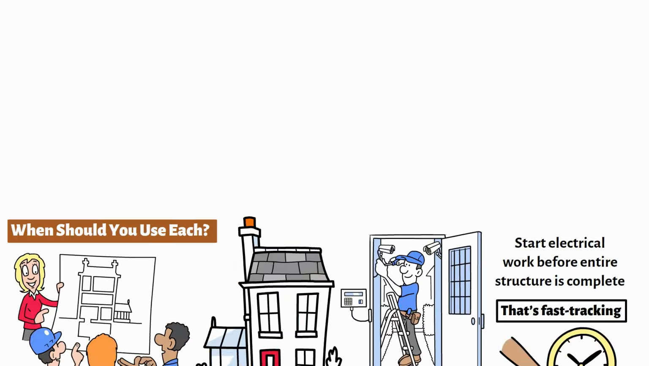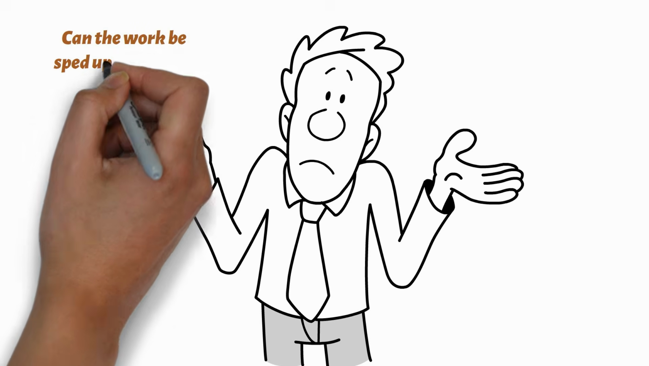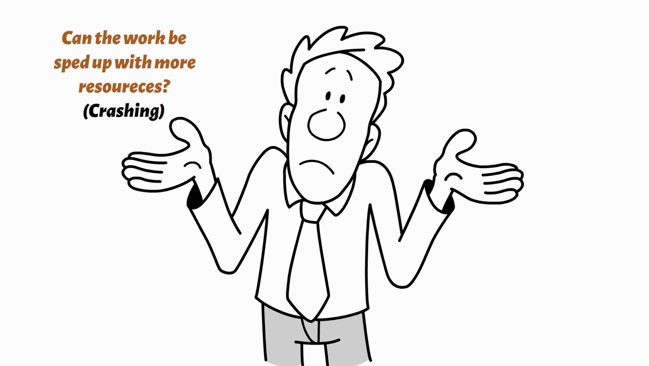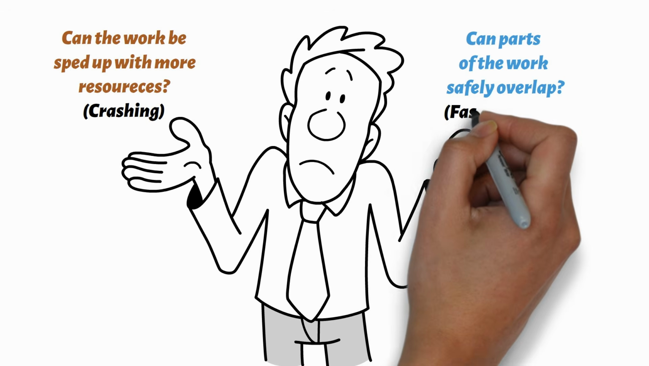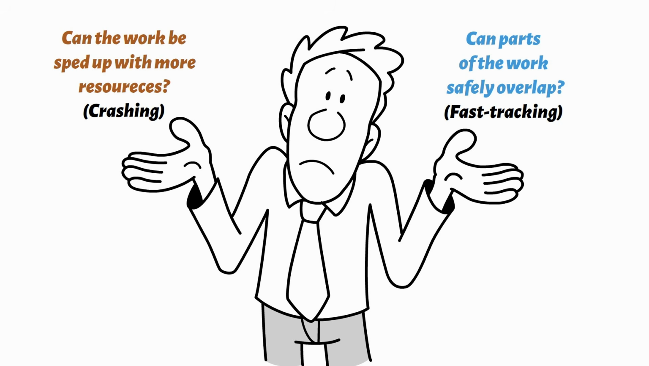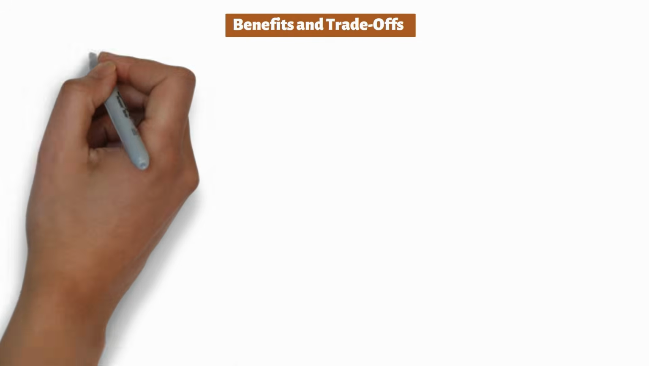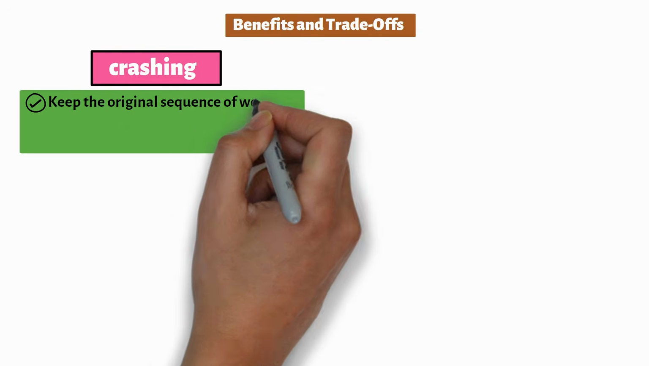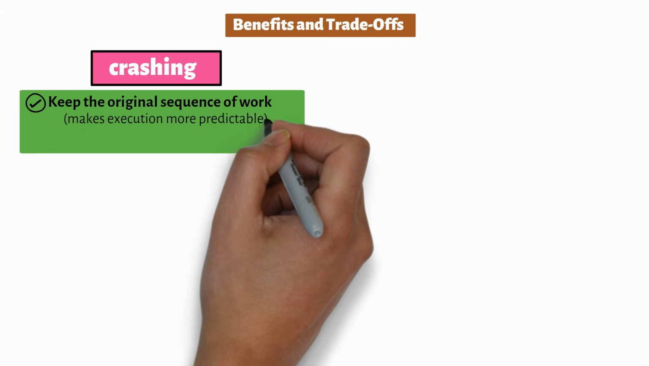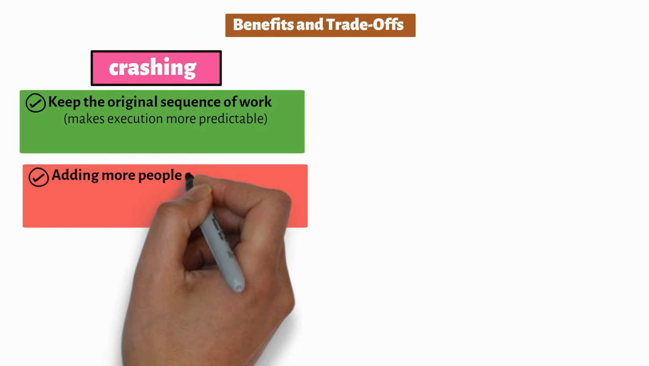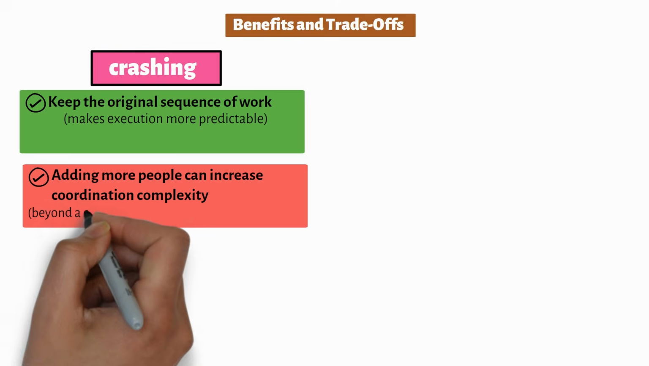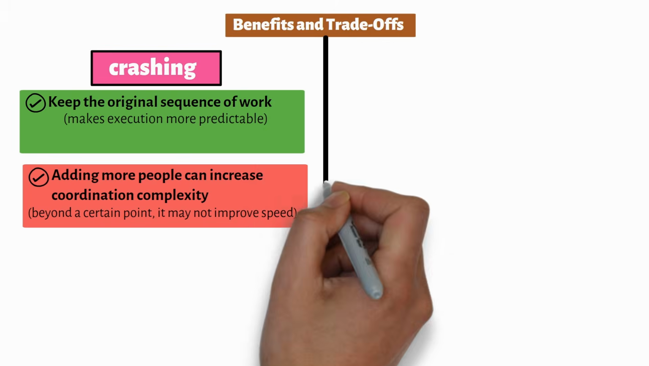So the decision comes down to this. Can the work be sped up with more resources, or can parts of the work safely overlap? Each approach comes with trade-offs. With crashing, you keep the original sequence of work, which makes execution more predictable. But adding more people can increase coordination complexity, and beyond a certain point, it may not improve speed.